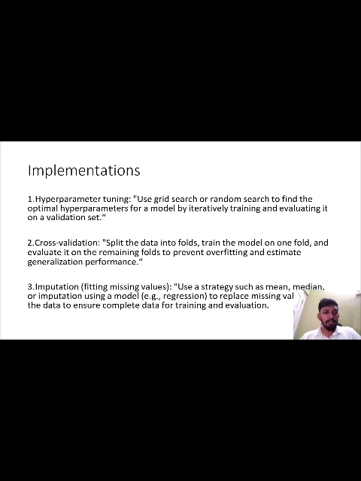Implementation. Hyperparameter tuning: use grid search or random search to find the optimal hyperparameters for the model by training in parallel and evaluating on the validation set. Cross validation: split the data into folds, train the model on some folds and evaluate it on the remaining fold, to prevent overfitting and estimate generalization performance. Implementation. Handling missing values: use strategies such as mean imputation or imputation using a model.